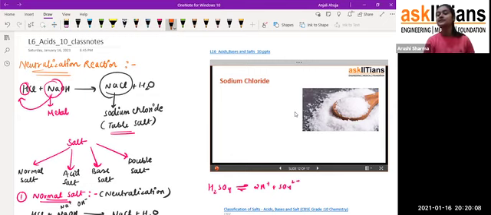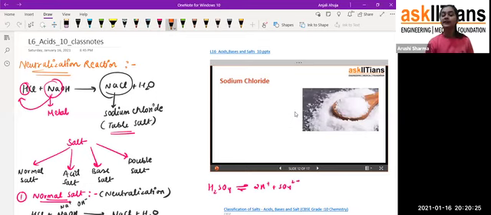So first of all, it's sodium chloride, and you know that sodium chloride is one of the most important salts which we require. So students, sodium chloride is a white salt because it does not have any water content in it. That is why it is white in color.